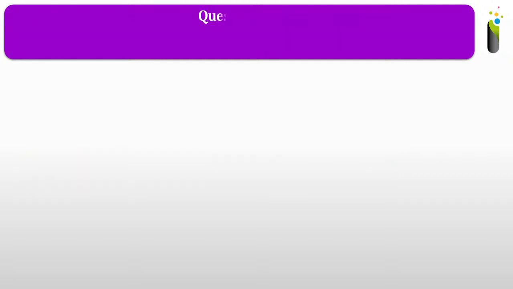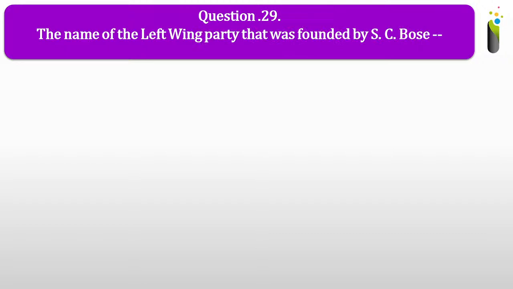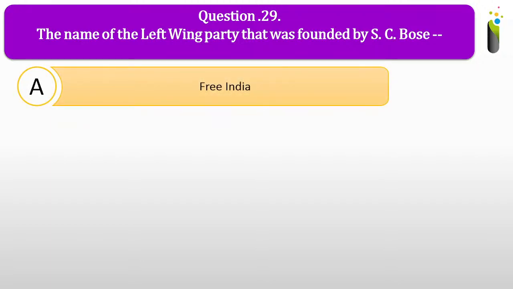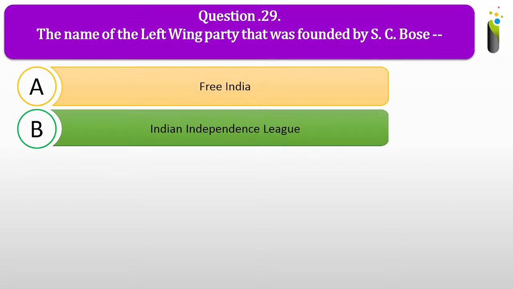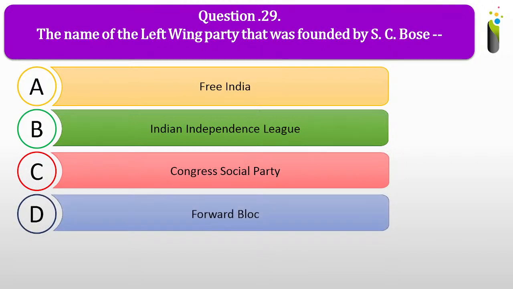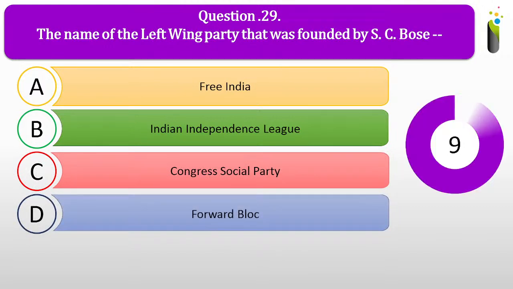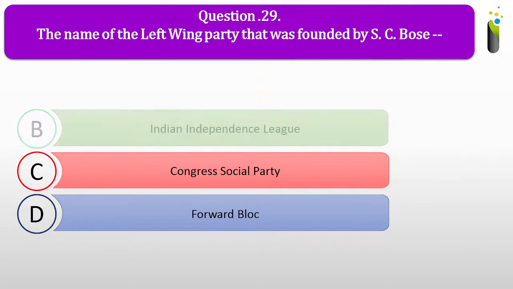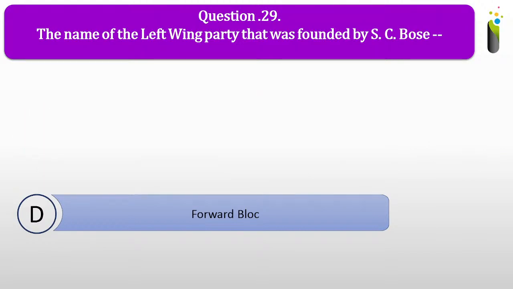Going ahead with question number 29. The name of the left-wing party that was founded by Subhash Chandra Bose was dash. A. Free India, B. Indian Independence League, C. Congress Social Party, D. Forward Bloc. And the answer is Forward Bloc.